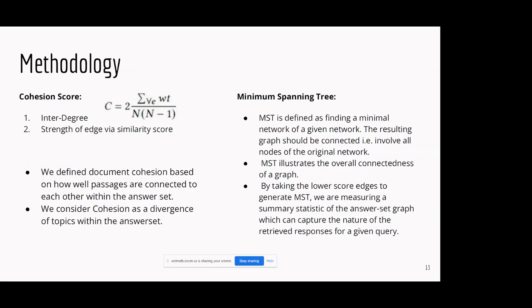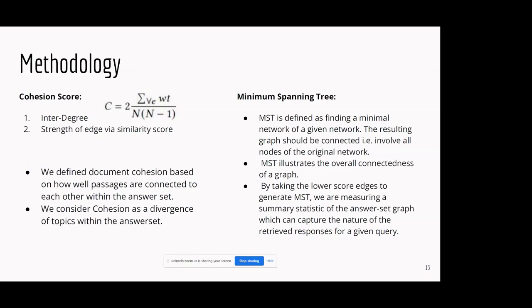Another one that we used is the minimum spanning tree. The minimum spanning tree has previously been used in different network graph related work as well. Here the idea is that the resulting graph is a connected graph that involves all the original nodes. MST illustrates the overall connectedness of a graph, and by taking the lower score edges to generate the MST, we are trying to capture the connectedness of the graph within the response.